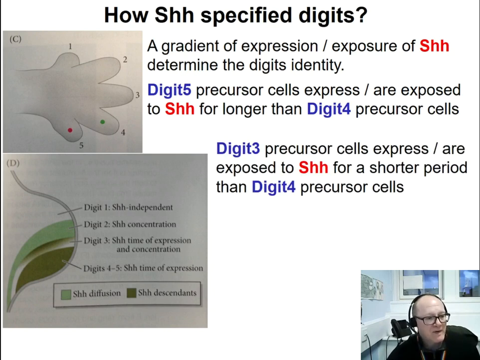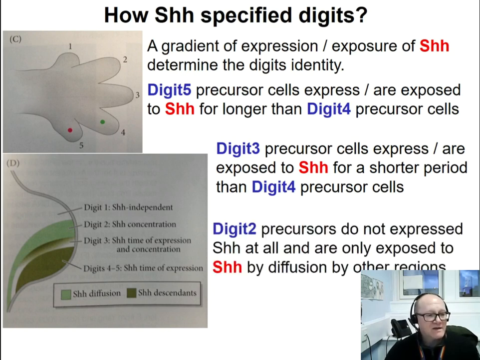Now, the digit 3 precursor cells express and are exposed to SHH for a shorter period than digit 4 precursor cells, and digit 2 precursor cells do not express SHH at all, but they are exposed to SHH by diffusion from other regions of the limb. So diffusion from the digit 3 region will induce digit 2 formation in those cells.